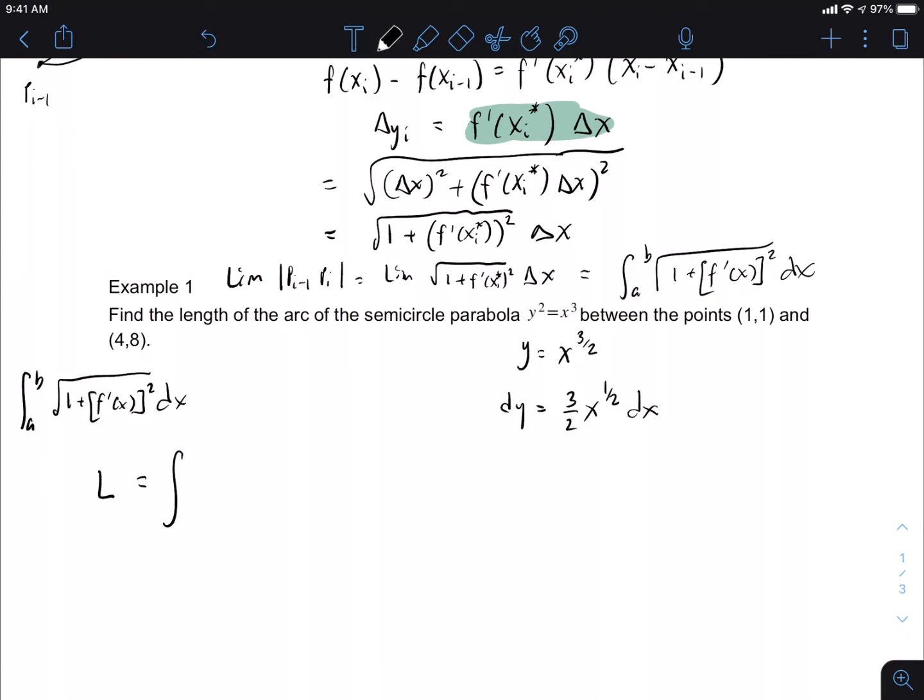It's okay if you say no. Would it be from 1 to 4? It's from 1 to 4. And the reason it's from 1 to 4 is because we're looking at the x coordinates. If we had done it with respect to y, it would have been from 1 to 8. Okay?